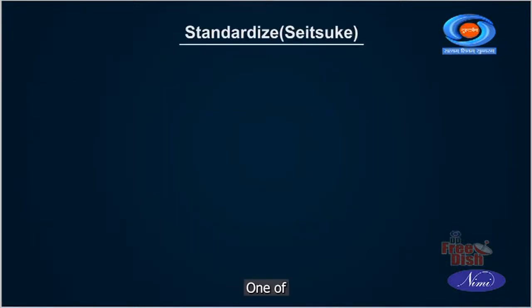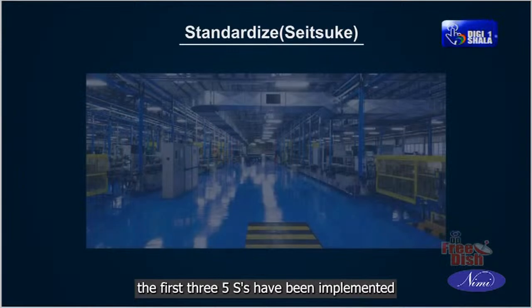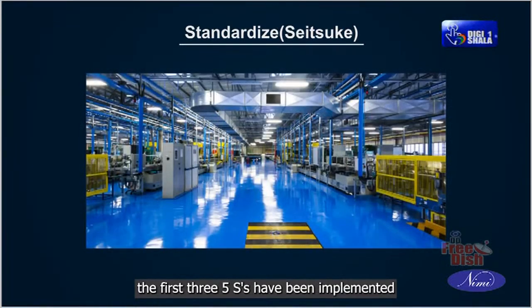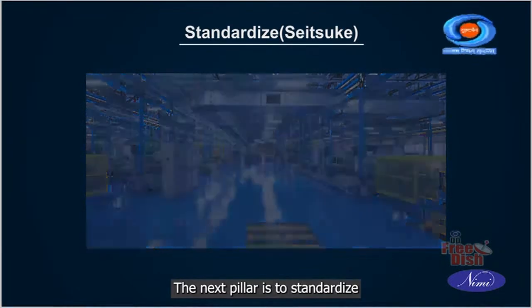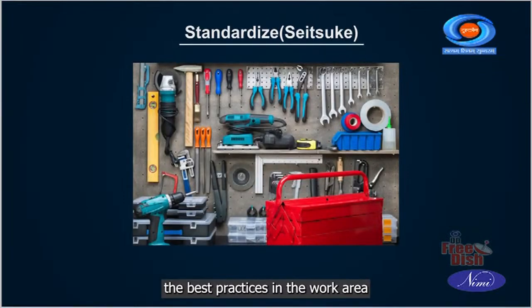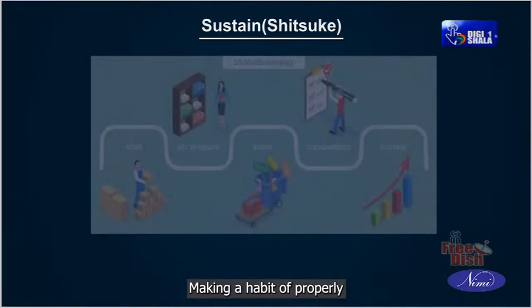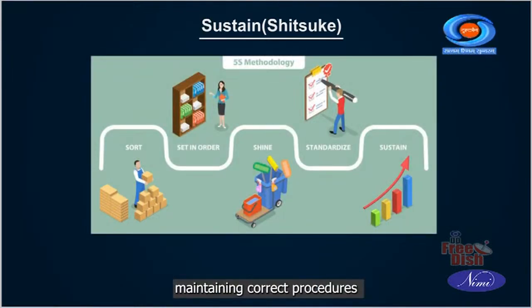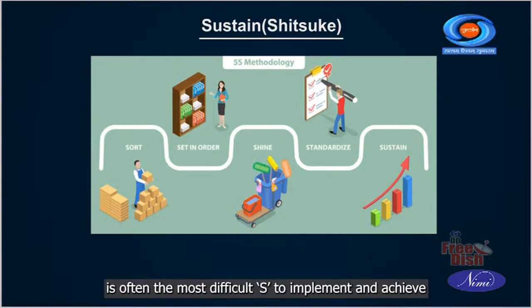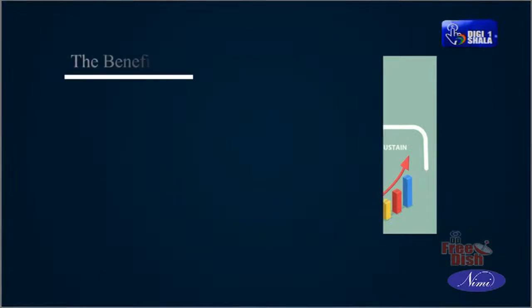Standardize. Once the first 3 S's have been implemented, the next pillar is to standardize the best practices in the work area. Sustain. Making a habit of properly maintaining correct procedures is often the most difficult S to implement and achieve.